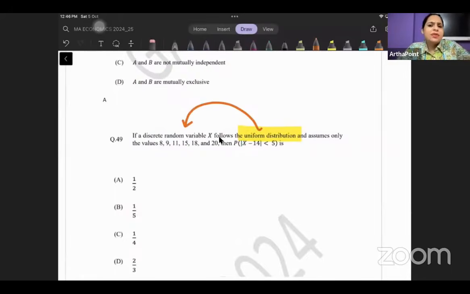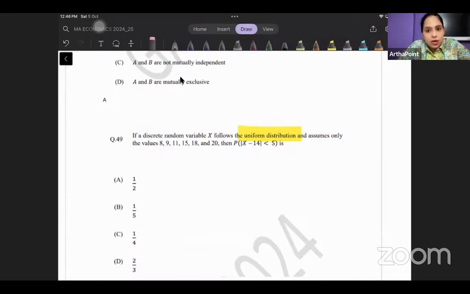So discrete में uniform का क्या मतलब निकल सकता है? What can it mean? First tell me that. What does it mean to be uniformly distributed but in a discrete random variable? Anyone? Random guess, अगर ये exam में आए, what do you think? What will it mean? Absolutely equal probability. उससे ज्यादा मैं कुछ मान ही नहीं सकती हूँ.